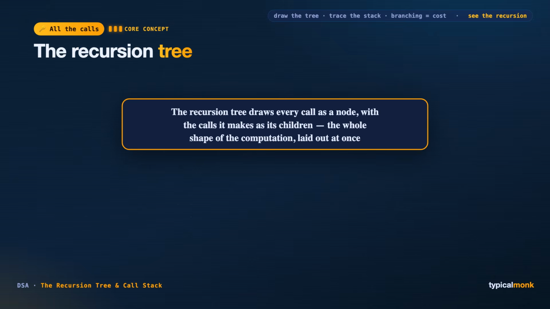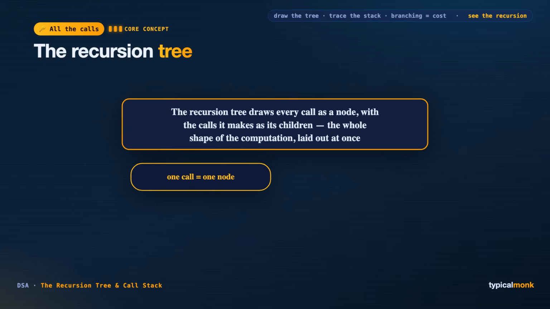The first picture is the recursion tree, and it captures the entire computation in one diagram. The rule for drawing it is beautifully simple. Each call is a node. You write down the call, say, the function with a particular input, as a single dot or box. That node represents one invocation of the function, one moment of it running. And the calls that a node makes become its children. When a call recurses, when it calls the function again, you draw those new calls as nodes hanging beneath it, connected by lines.